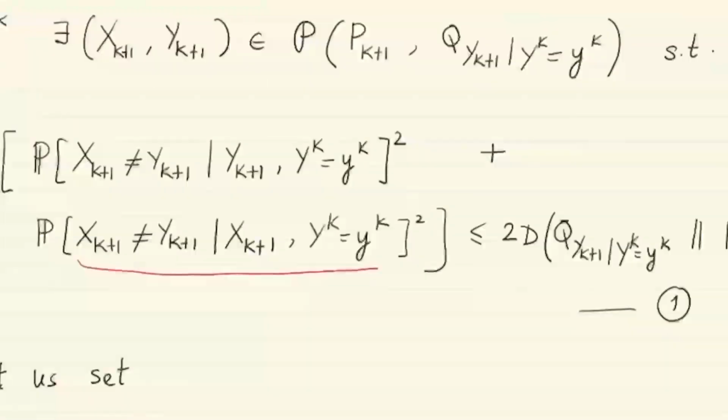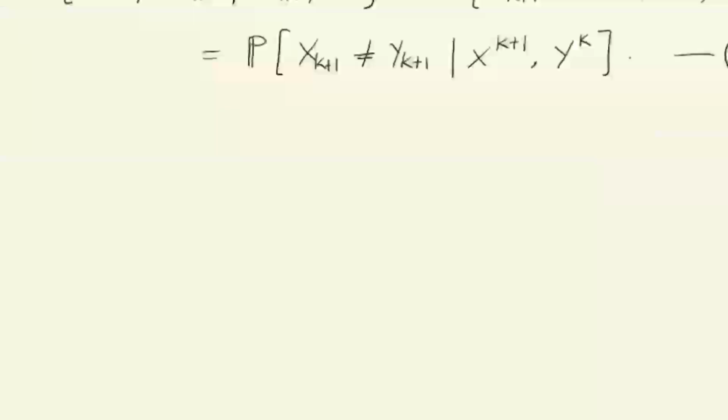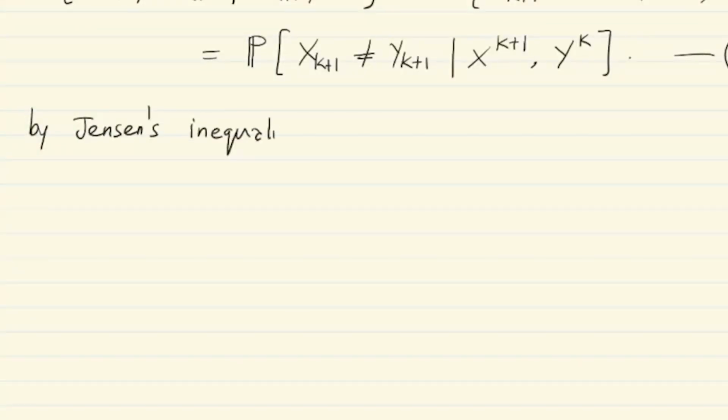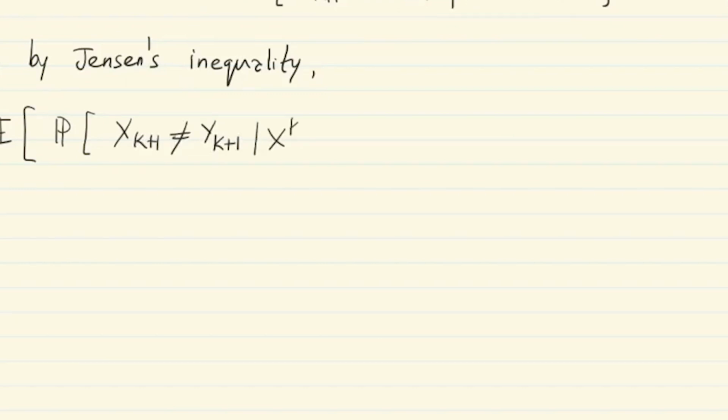So we can manipulate this inequality further if we can find a lower bound for the first term here, the first condition probability here, and that is done by using Jensen's inequality. So notice that, let's say also by Jensen's inequality, in fact the expected value of the probability of xk plus 1 not equal to yk plus 1 given xk plus 1, the whole square. So let's analyze this term, an expression of this form.